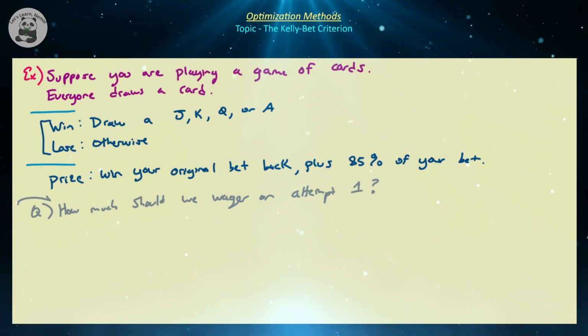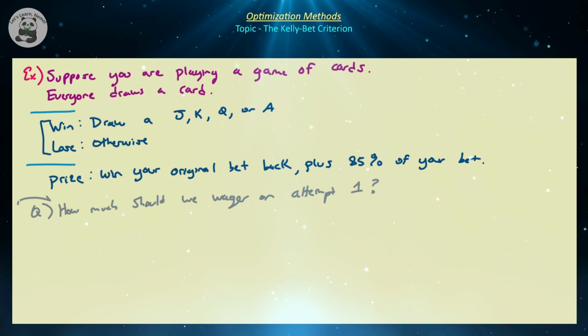You will win if you draw a jack, king, queen, or ace, and you will lose otherwise. Keep in mind, since everyone's drawing one card at the same exact time, each of these events are actually independent of one another, so it doesn't even matter if you're playing this game by yourself or not. The prize for this game, if you win, is your entire original bet plus 85% of whatever you wagered for the first.